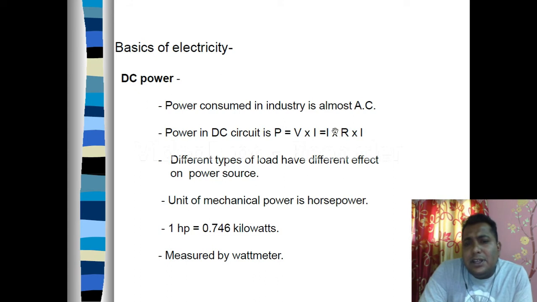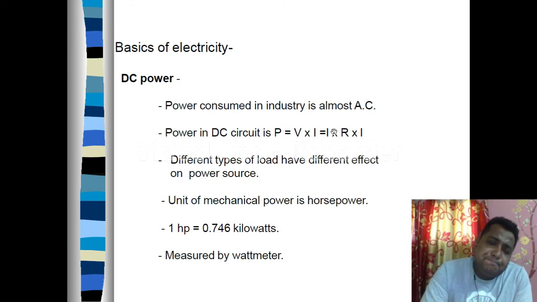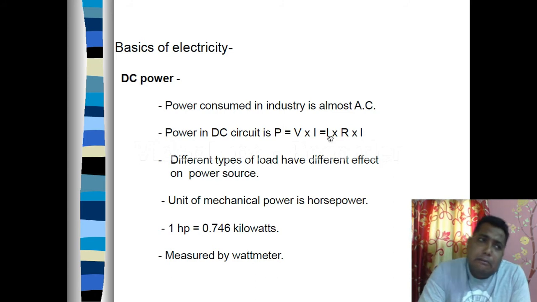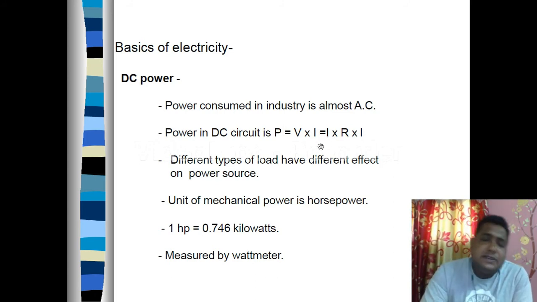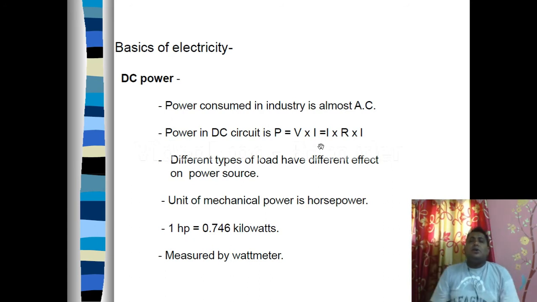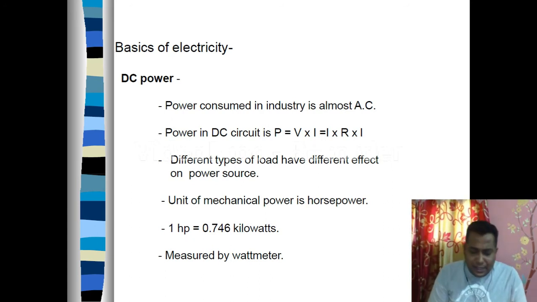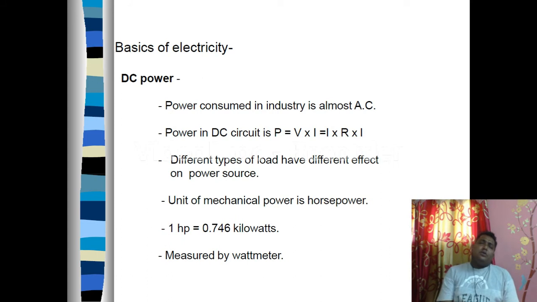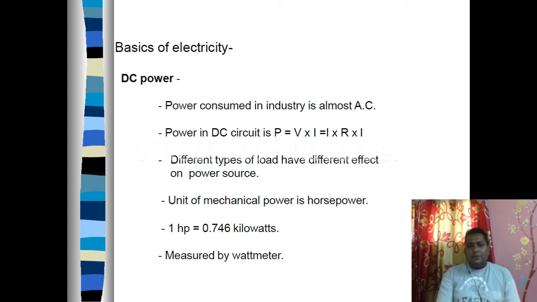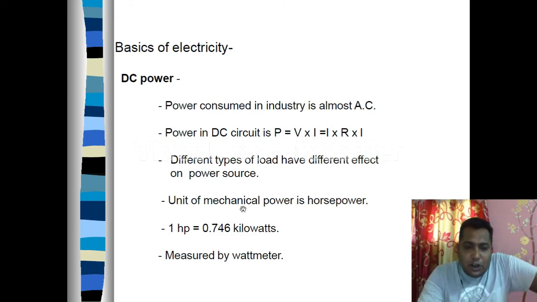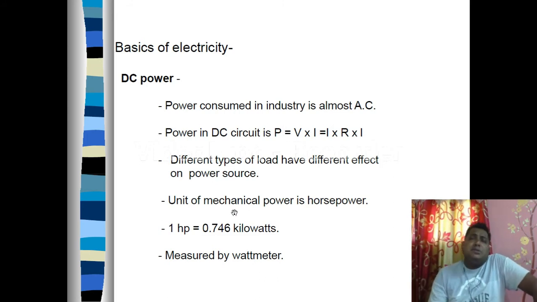Actually V into I is the apparent power formula, and I square R is the loss formula. So there are different power formulas. We are not going into those details; we will discuss them in future classes. The unit of mechanical power is horsepower, and 1 horsepower, we know, is 746 watts.